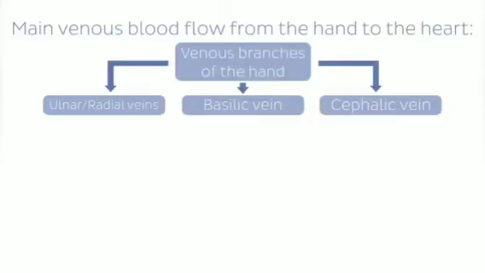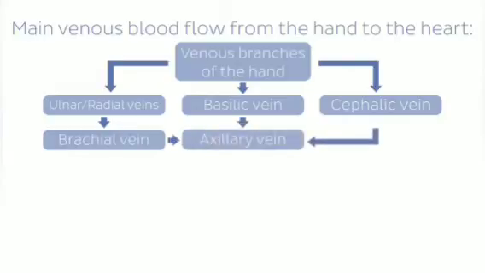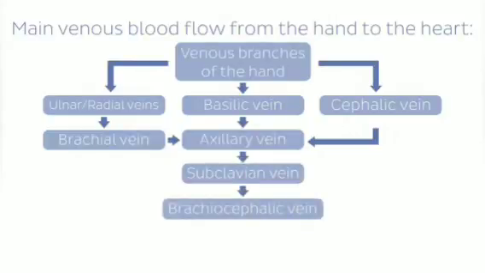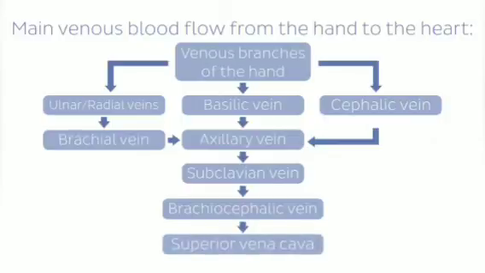The ulnar and radial veins will drain blood into the brachial vein, and then these three veins, the brachial, the basilic, and the cephalic, will drain blood into the axillary vein. From here, it will go to the subclavian vein, then to the brachiocephalic vein, and now into the superior vena cava, which then will take the blood into the heart.